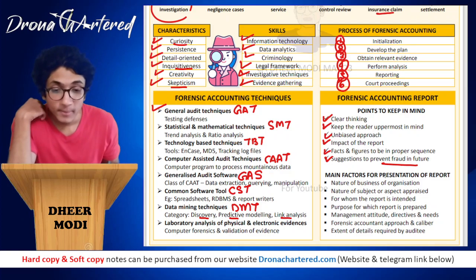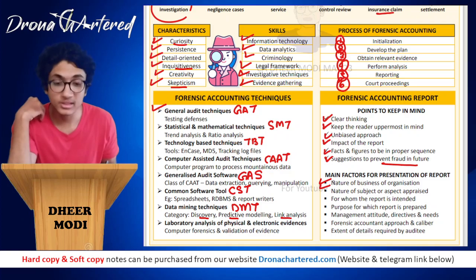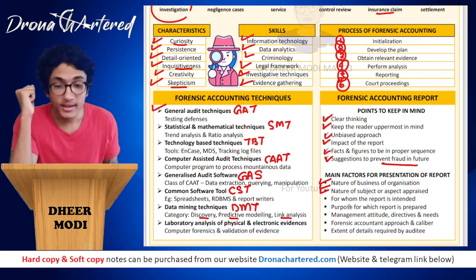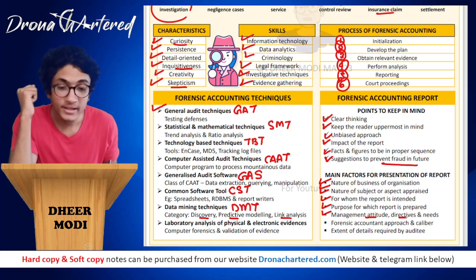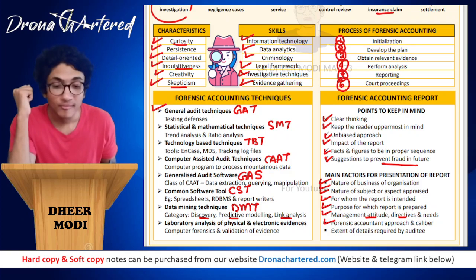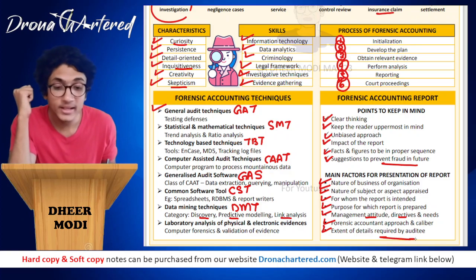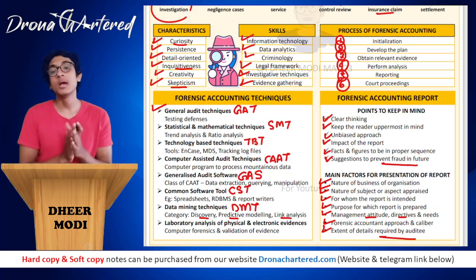Great. Next is your main factors for presentation of report. So that is your nature of business, nature of subject or aspect appraised. That means which area you have checked. Next is for whom the report is intended, purpose for which the report is prepared, management attitude, directives and needs, forensic accountant approach and caliber, and last is extent of details required by your auditee. So these are the main factors while presenting a report. And with this we are done with your complete audit.